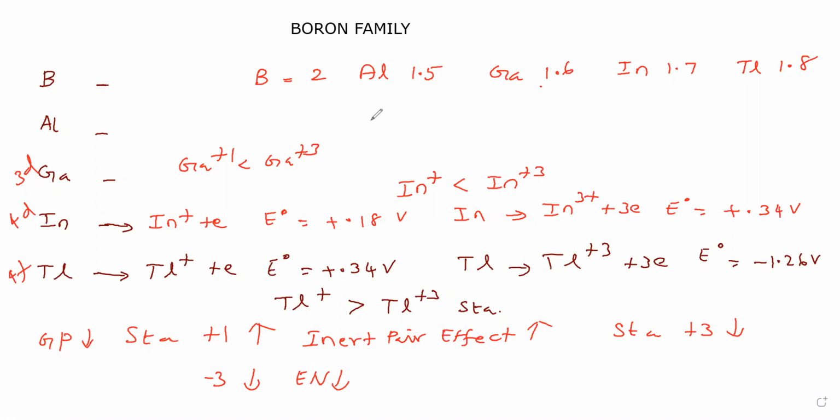So remember that in the boron family, from boron to aluminum, electronegativity decreases by 0.5. Aluminum to thallium, it increases by 0.1. Next, we will see the ionic radius of boron family elements.